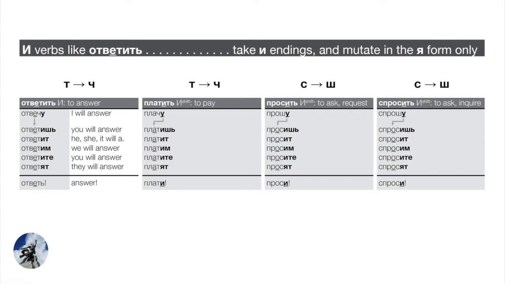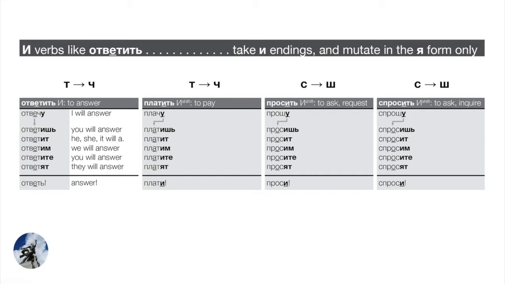Okay, so let's look at how E verbs work. What makes an E verb? Well, again, we've got to worry about two things. What set of endings does it take, and does it mutate? And as we've seen already, E verbs take the E endings and they mutate in the ya form only whenever a mutation is possible. Okay, and we saw that already in the earlier table with otvetit'.